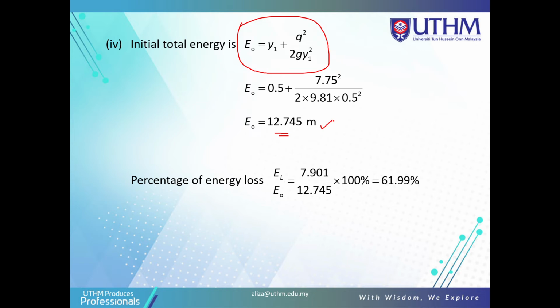So you get 12.745 meters. After you get the initial total energy, EL here is the head loss of the jump. So you take 7.901, divide by E0 and multiply by 100%. You get 61.99%, or 62%, so you get 62% as the percentage of energy loss. So this is the step by step.